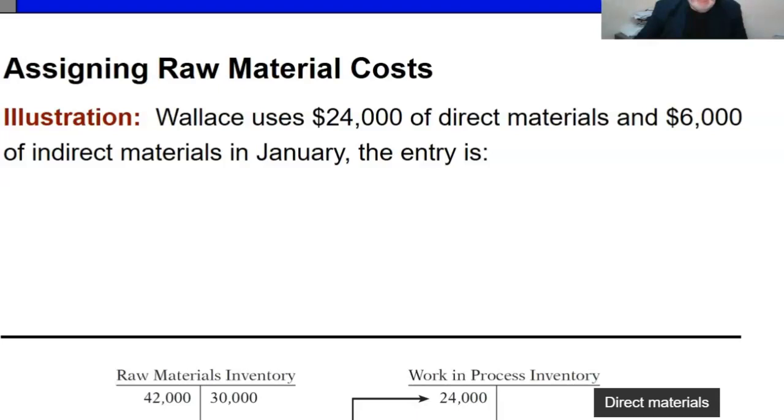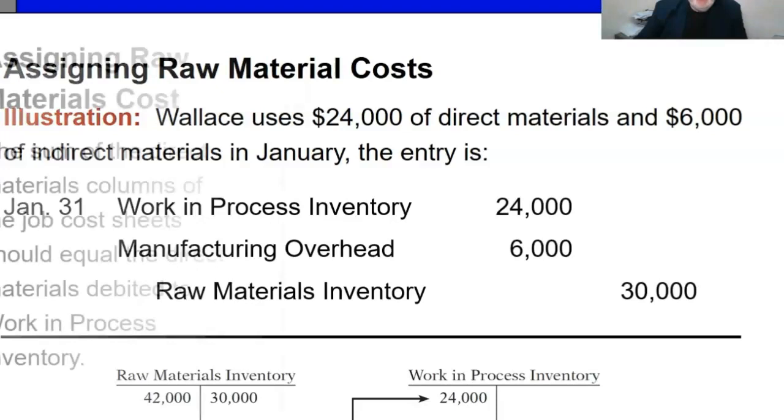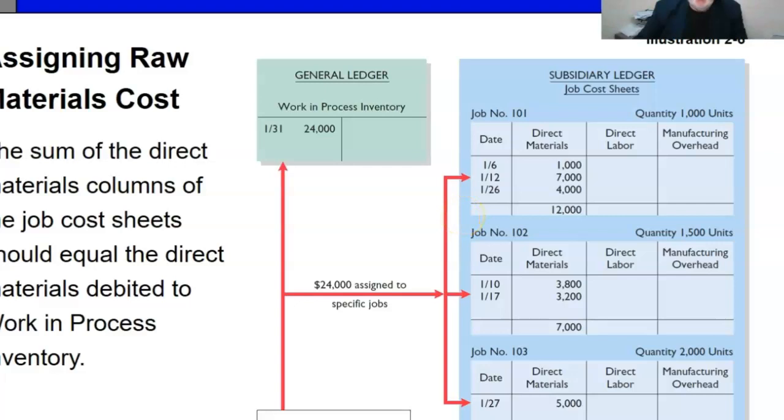And that's what the accountant would do. Debit work in process for the direct materials, debit manufacturing overhead for the indirect materials. Now, they would then be assigned to different jobs, job 101, 102, 103. The 24,000 would be consumed by those three jobs.